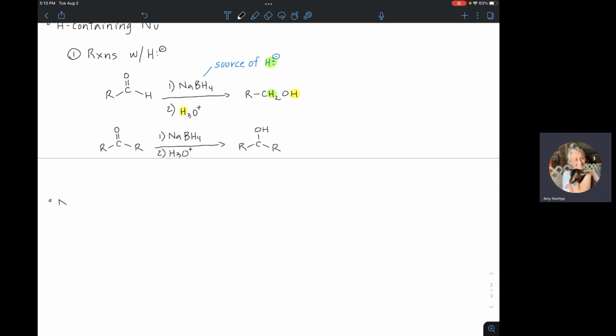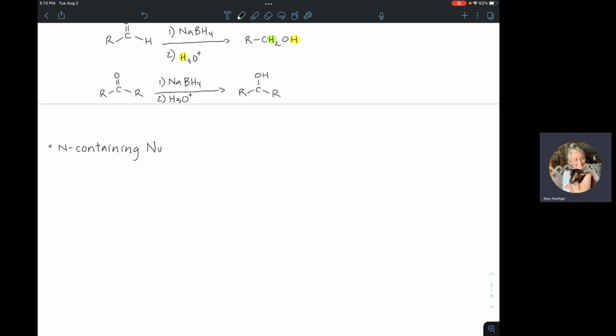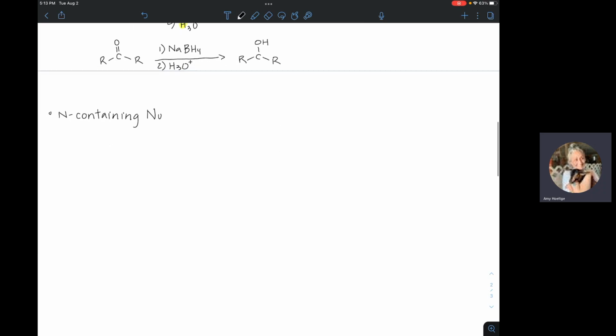We have nitrogen-containing nucleophiles. Our celebrity nitrogen-containing nucleophiles are amines or ammonia derivatives. When we covered amines, we talked a little bit about some different functional groups that we can form using amines in carbonyl containing compounds. One of those was called an imine, and the other one was called an enamine. So we can do reactions with amines.